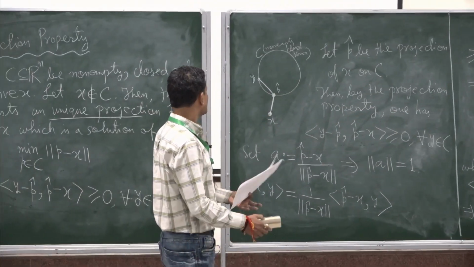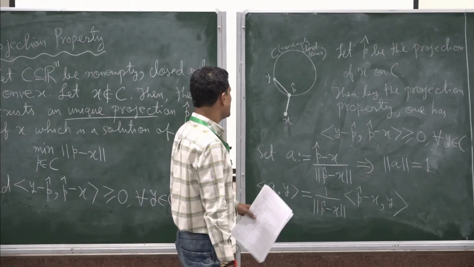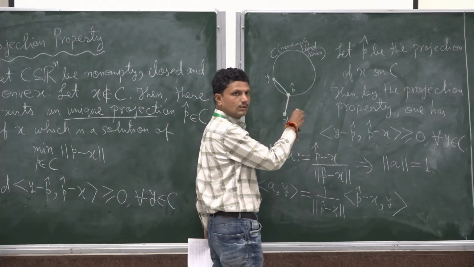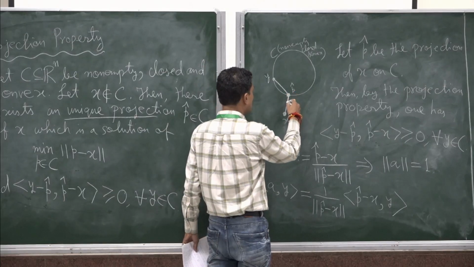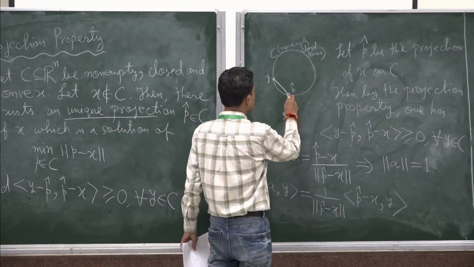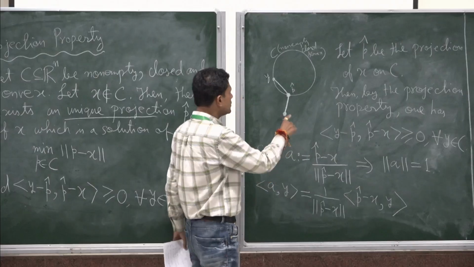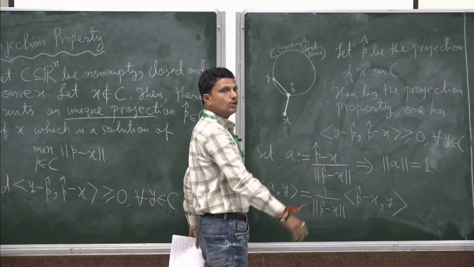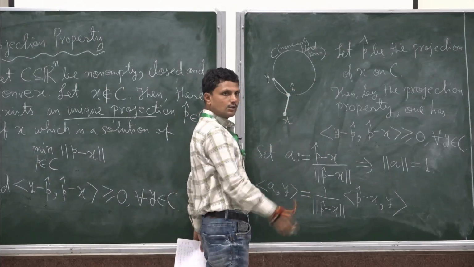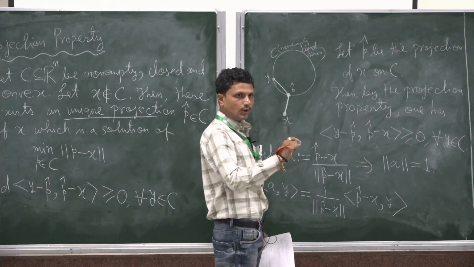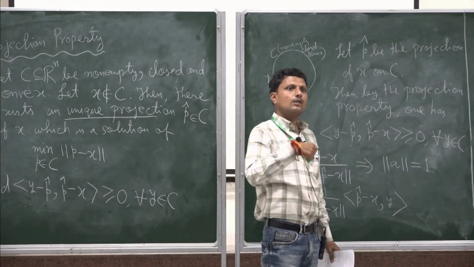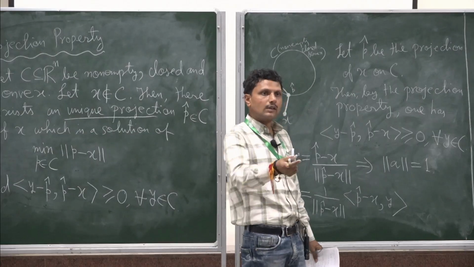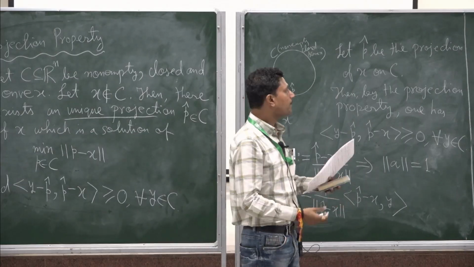Vector A. So this is the vector. This is the projection, and then we are taking the vector p hat minus x. So this is the vector, and then we are taking the norm, so it will become a unit vector. So unit vector in this direction. Okay. So from the point outside the set to the projection on the set, and in that direction we are taking the unit vector. Okay.